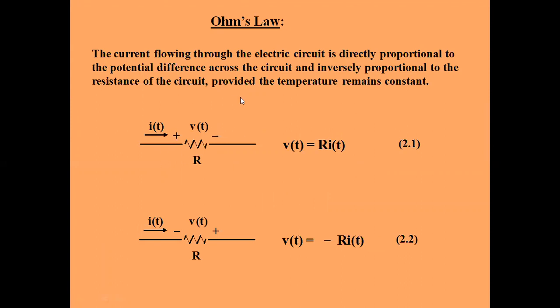So here, when a resistance is there and current is flowing through it, the voltage drop across that resistance, let us say V of t, means the voltage between the two terminals of this resistance is V of t. And this V of t is always equal to R into I of t, that is R I of t. In other words, the current flowing through the electric circuit is directly proportional to the potential difference between the two terminals.